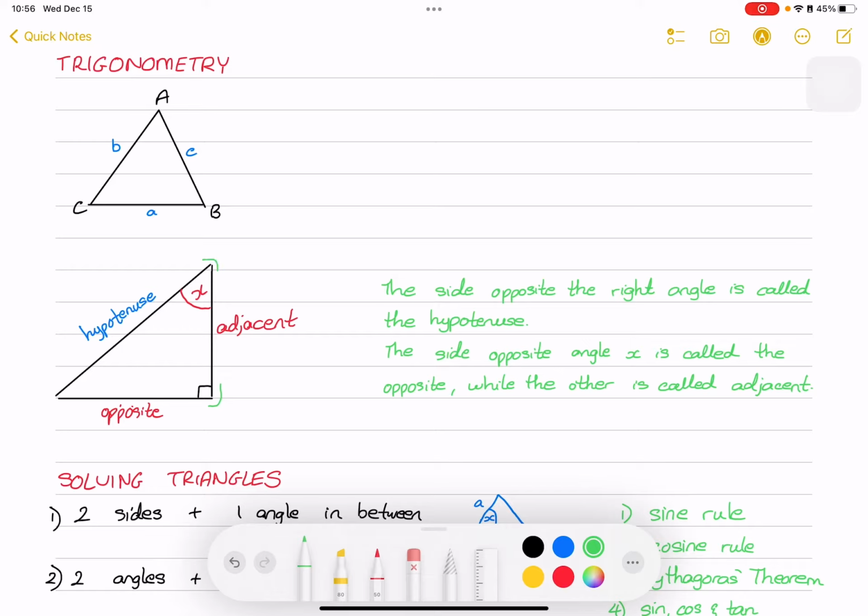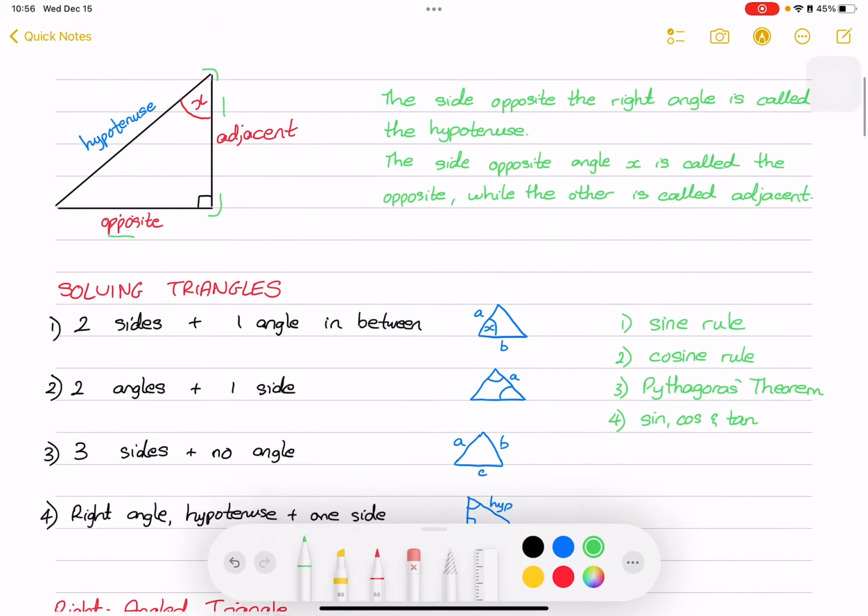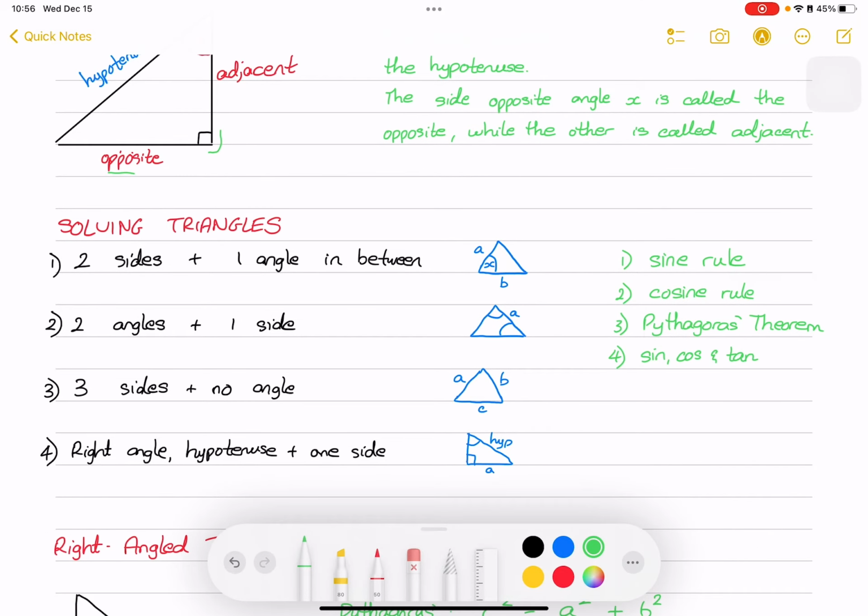Now, if we were given another triangle, x, the side that is opposite to the angle, which is this one here, is called the opposite side, and the other side that the angle rests on is called the adjacent side. So in trigonometry, we deal with mainly triangles. There are 4 scenarios of different triangles using different information that they will give you, and you have to use different formulae, different rules to find them all.